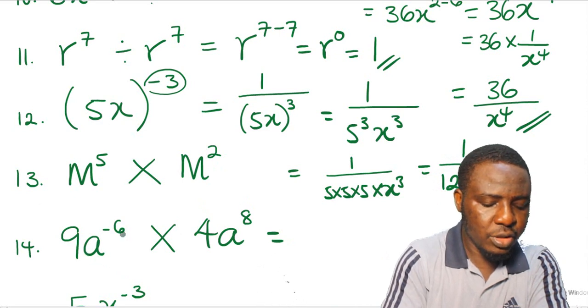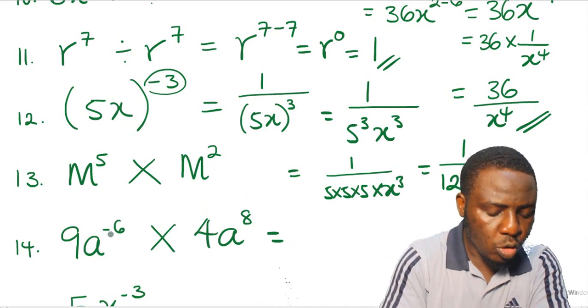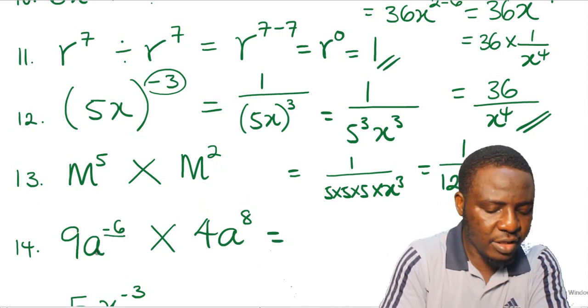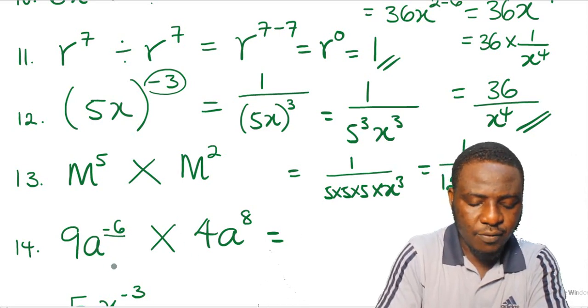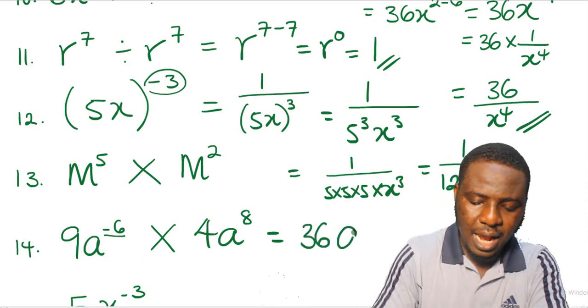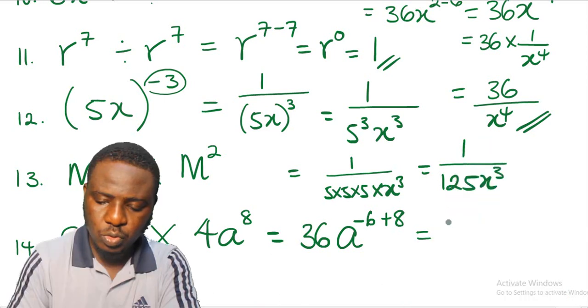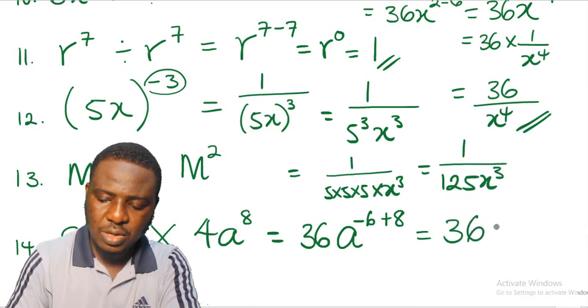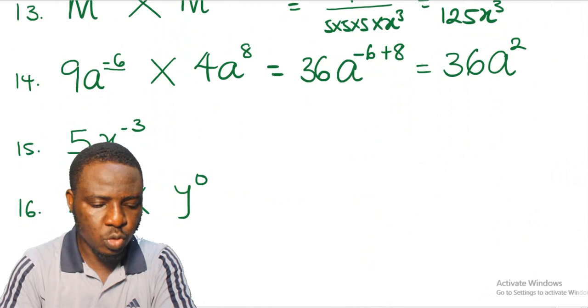While 9a raised to the power of minus 6 times 4a raised to the power of 8 will be equal to, also note that this negative 6 affects only a, so that this becomes 9 times 4. When you multiply out the constant term, it gives us 36. Then apply indices for that of a, it gives us a raised to the power of minus 6 plus 8, and this is equal to 36 raised to the power of a squared. For minus 6 plus 8 is 2.